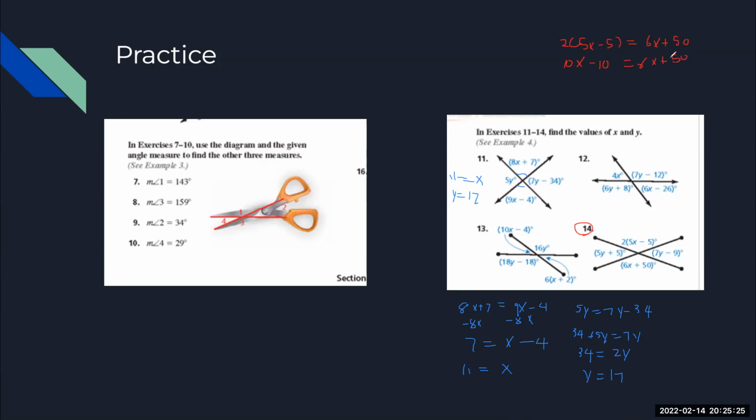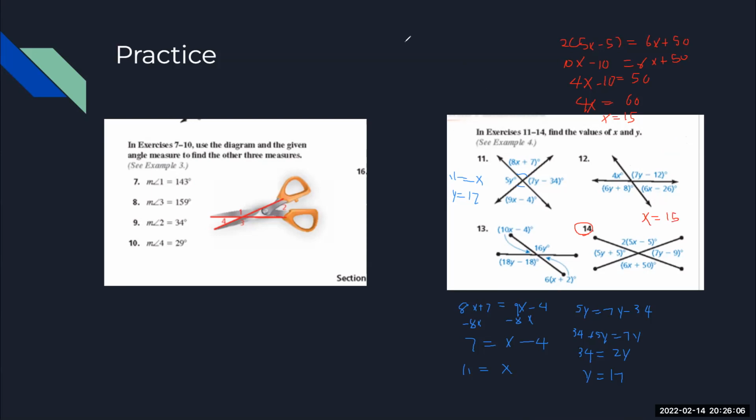So I have to get the x's on one side. I'm going to subtract 6x on both sides, which gives me 4x minus 10 is equal to 50. And then if I add 10 to both sides, I get 4x is equal to 60, and x would end up being 15. So for 14, x equals 15.